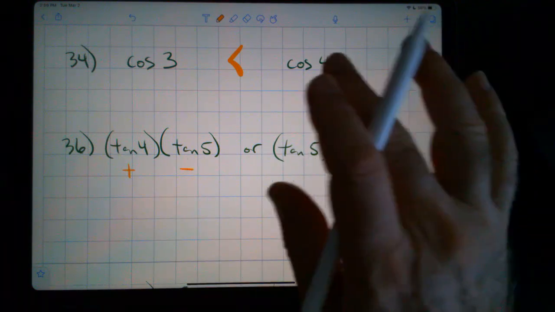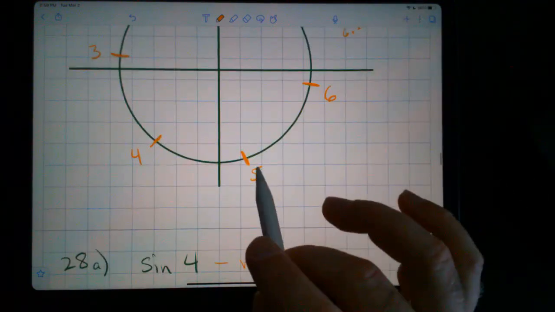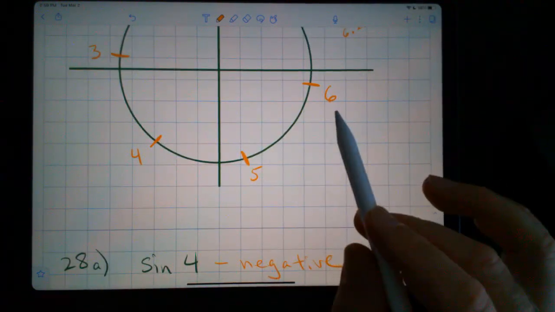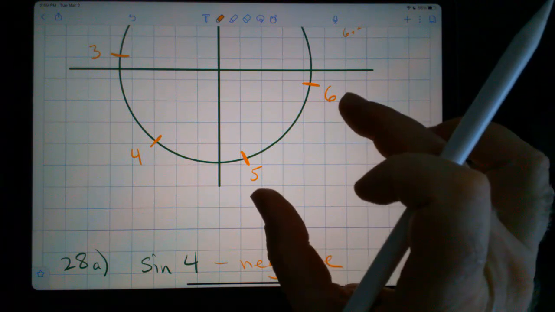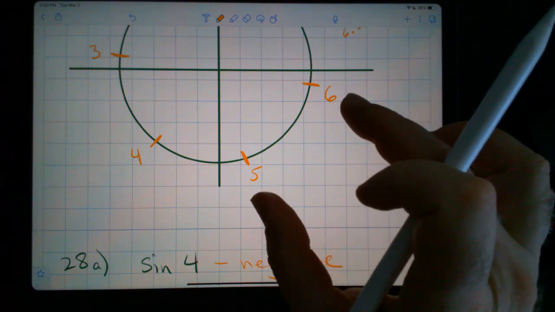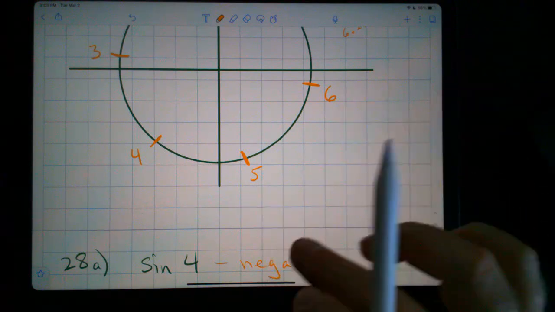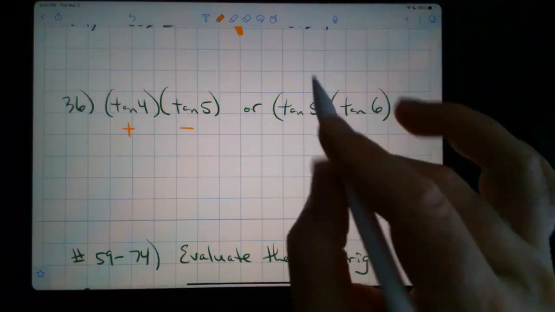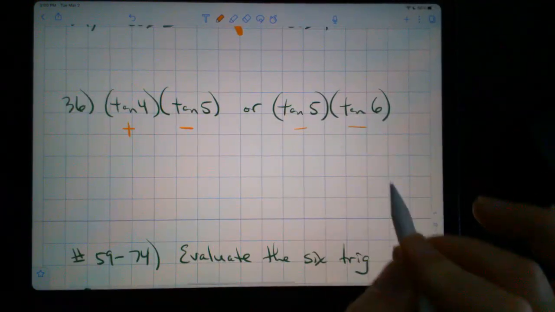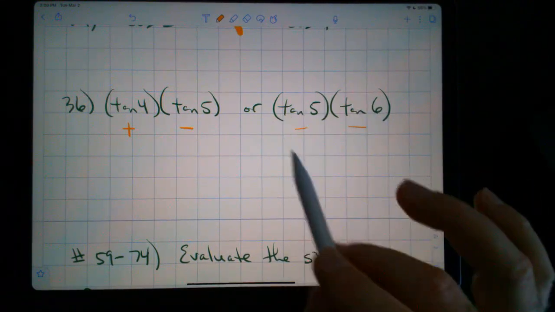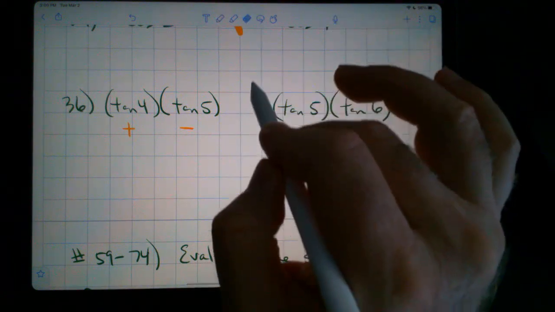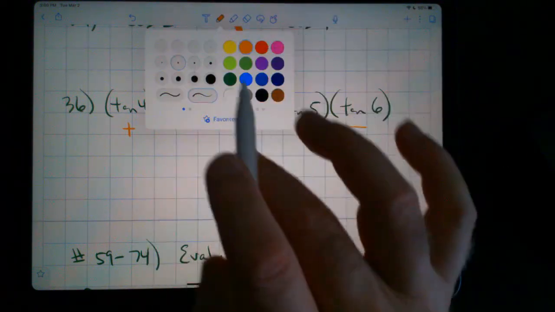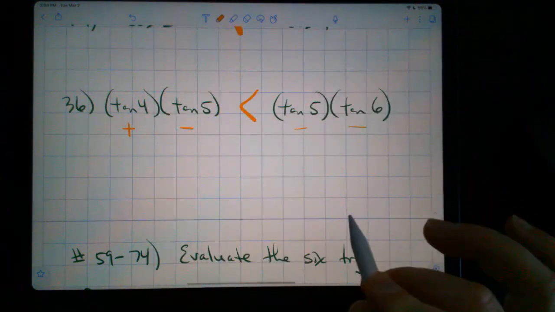So now tangent 5, tangent 6. Tangent 5 is negative and tangent 6 is negative. Your y value is negative in both of these and your x value is positive in both of these. So you have a negative times a negative. So a negative times a negative is a positive, and the other product will be a negative. And so this one is bigger.